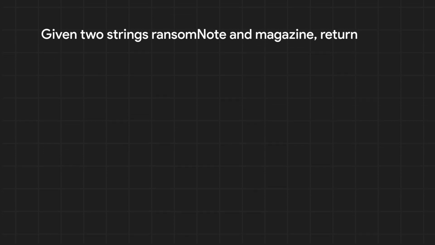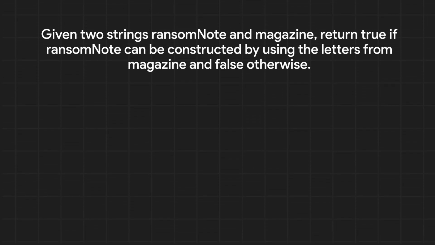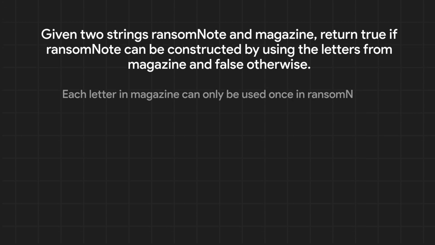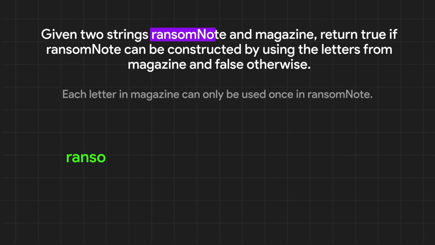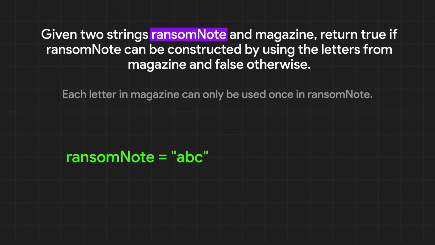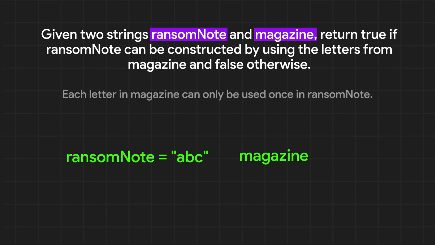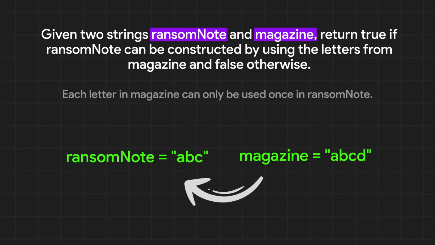You are given two strings, ransom note and magazine. Return true if a ransom note can be constructed by using letters from magazine, and return false otherwise. Each letter in magazine can be used once in ransom note. Let me explain this question. For example, we pass two strings to the function, ransom note and magazine. So in the question of whether ransom note can be constructed using letters from magazine, we must return true, otherwise return false. Each letter from a magazine can only be used once in the ransom note.